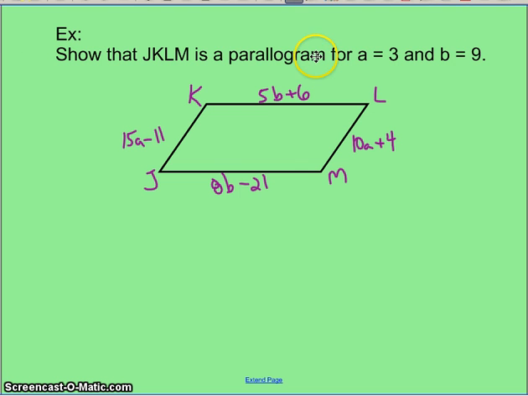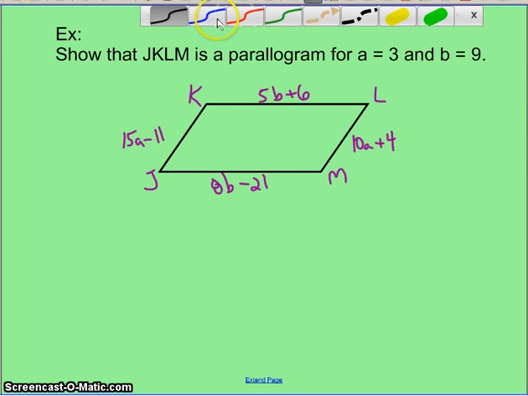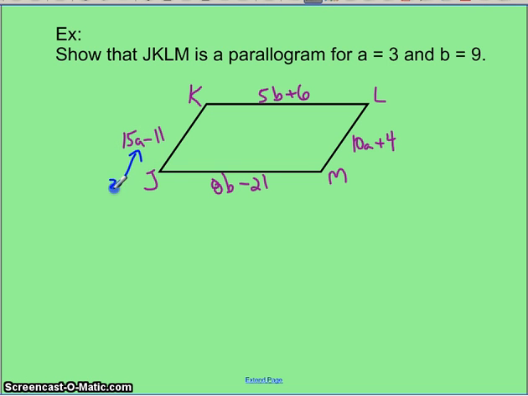Let's move on. Alright, so we got a first example here. Looks like we're supposed to show that this is a parallelogram for a equals 3. So I'm probably going to plug in some a values right there. We're going to let that equal 3, and we're going to let that equal 3. So let's see, 10 times 3 would be 30, plus 4 would be 34. Let's see, 3 times 15 is 45. 45 minus 11 would also be 34. So this side and this side would be congruent.